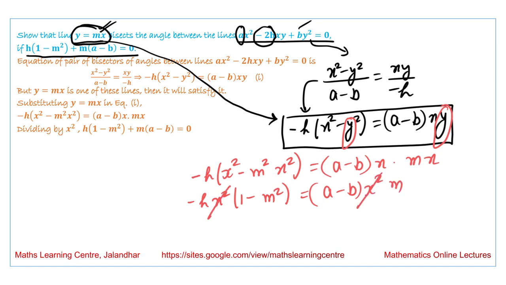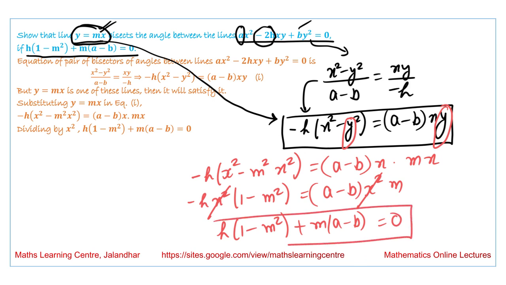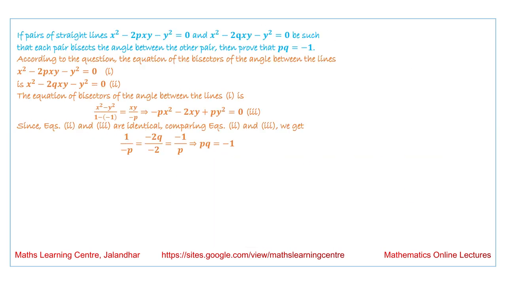This x square gets cancelled. We are taking that x is not equal to 0. This is a variable over here. So on solving this, we obtain the required condition. It is h into 1 minus m square plus m into a minus b, that is equal to 0. And this is what we have to prove. This is the required condition that we have to prove.